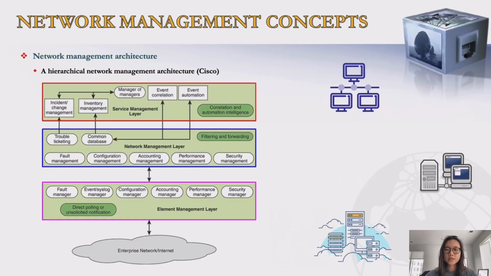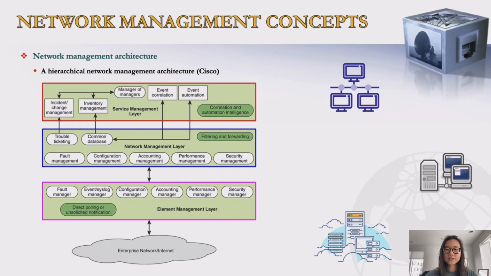Cisco has developed a hierarchical network management architecture. Its architecture is illustrated in this figure. Since the details of this architecture are beyond the scope of this course, we'll only provide a brief summary. The architecture consists of 3 layers. The bottom layer is the element management layer. It provides an interface to the network devices and communication links in order to monitor and control them.